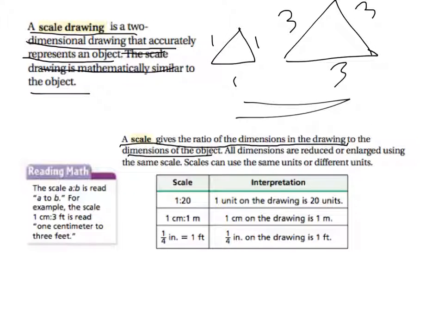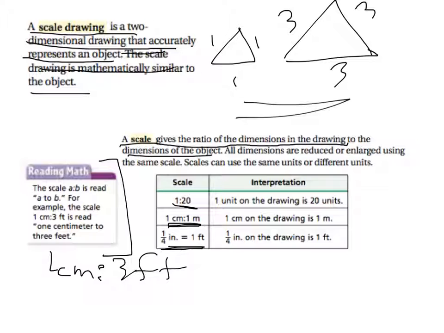Now, the one thing we need to know is that when you read a scale, the scale is read A to B. So for instance, when we read this, it is going to be read as 1 centimeter to 3 feet. This scale right here is 1 unit to 20 units. This one is 1 centimeter to 1 meter. This one's 1/4 of an inch to 1 foot.